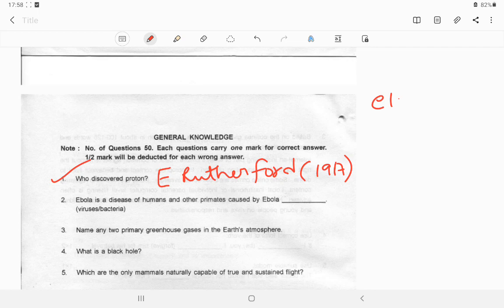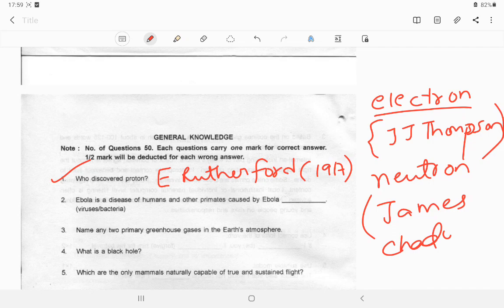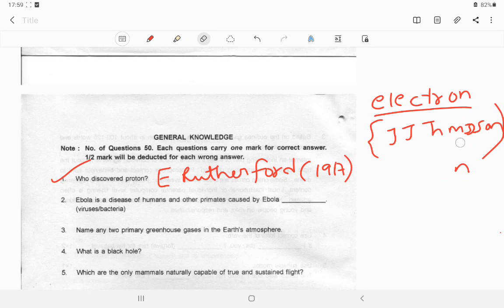Similarly, the electron was discovered by J.J. Thomson. The gold plate experiment you know, since we have already studied it in class 8, 9, 10, 11, 12. And the neutron was discovered by James Chadwick. So the electron is J.J. Thomson, the proton is Rutherford, and the neutron is James Chadwick.